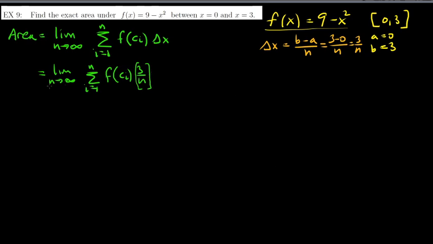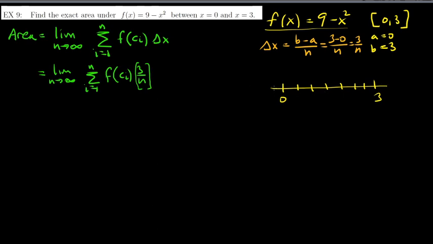All right, now the hard part is figuring out the ci's. I'm going to go through this slowly here. So this is my interval. We're starting at 0, we're ending at 3, and we're dividing this into n segments, right? 1, 2, 3, 4, 5 and a half. Pretend these are all uniform here.